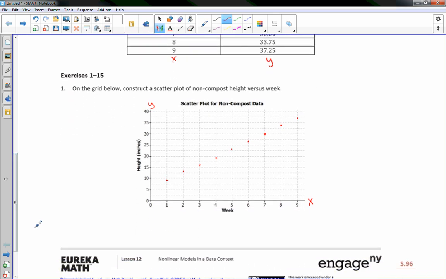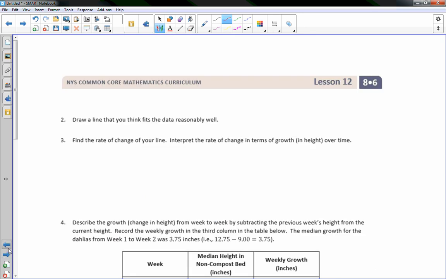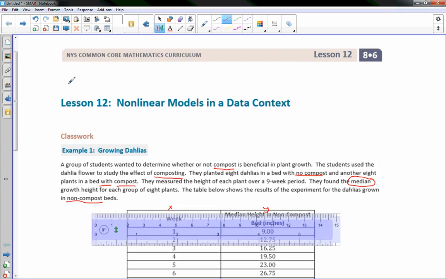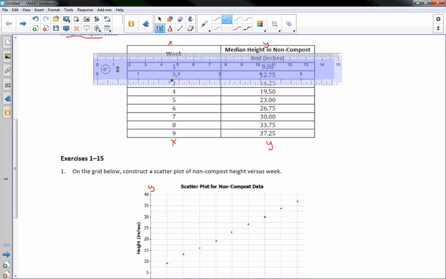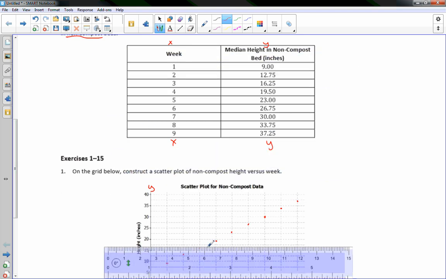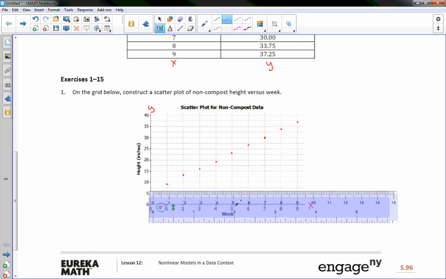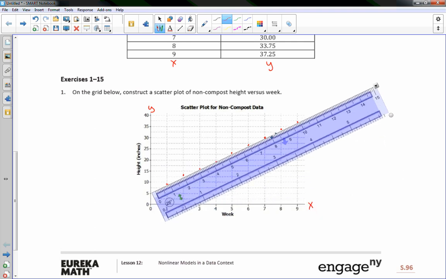Okay, so that's number 1. All we had to do was plot x and y, bivariate data. Now number 2 says to draw a line that you think fits the data reasonably well. Obviously, if I'm going to draw a line, it's got to be straight, so I'm going to bring my ruler with me. If you're doing this on your paper, always use a straight edge. Do not just draw a line that squiggles around and isn't accurate.